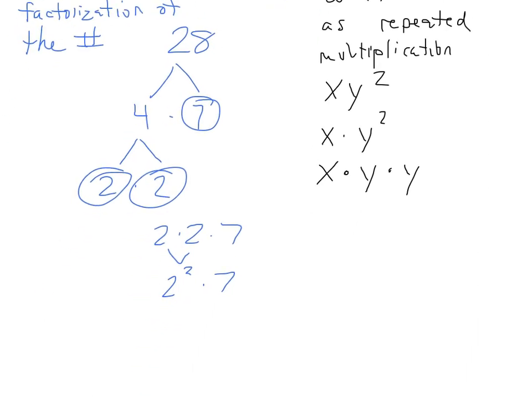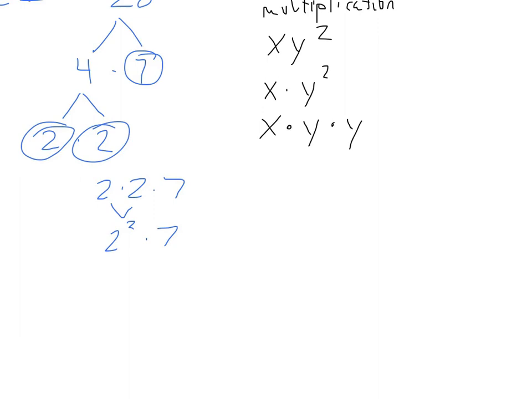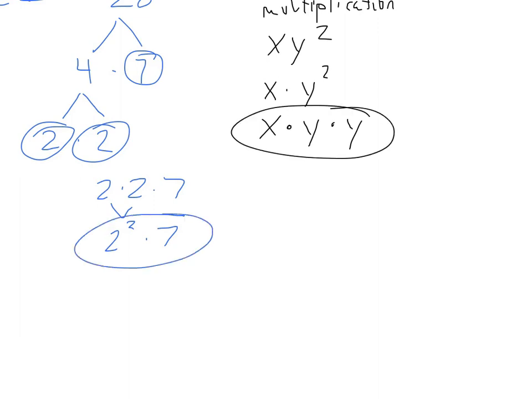So now you have two parts, and what do you do with those things? Well, here was the number part, here was the variable part. We're going to write all that as repeated multiplication together. So I'm going to start with the number part, 2 squared times 7 times x times y times y, and there you go.